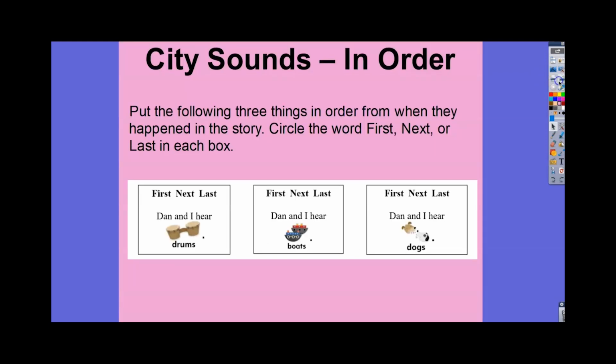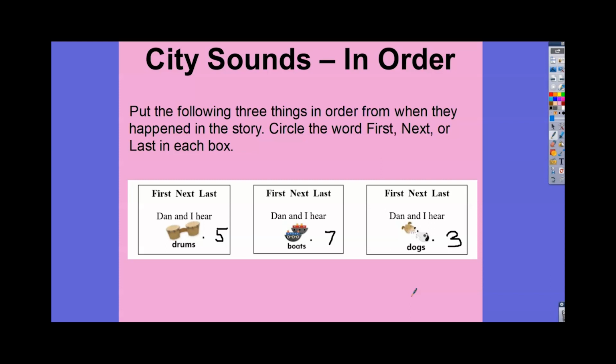I'm going to go back to my questions now. And I'm going to write that number down. So this was page 5. And this was page 7. And this was page 3. So now I have to decide. Did he hear the drums first, next, or last? Did Dan hear the boats first, next, or last? And did Dan hear the dogs first, next, or last?